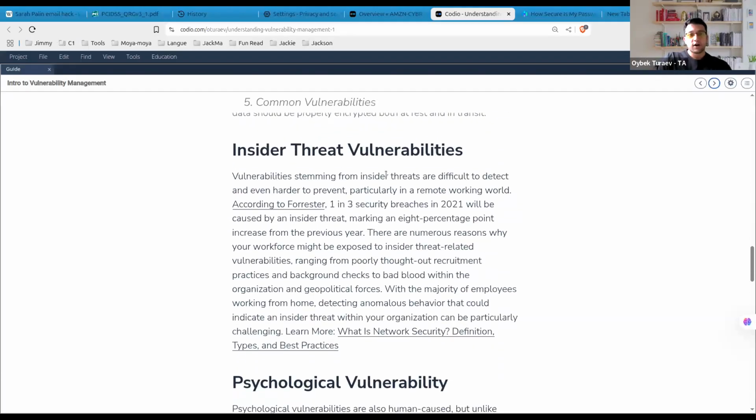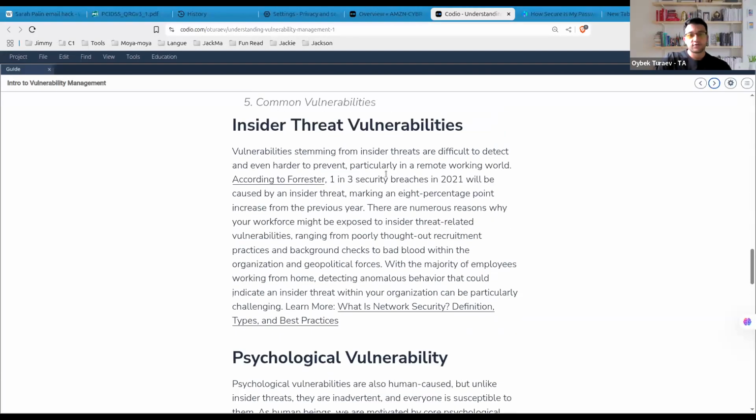So another problem we have is insider threat vulnerabilities, guys. Insider threat vulnerabilities means that in a company they have insider threats. They could be our employees in an organization. Sometimes they know a lot about the organization, and then sometimes life turns out to be different, and they will take revenge on us.